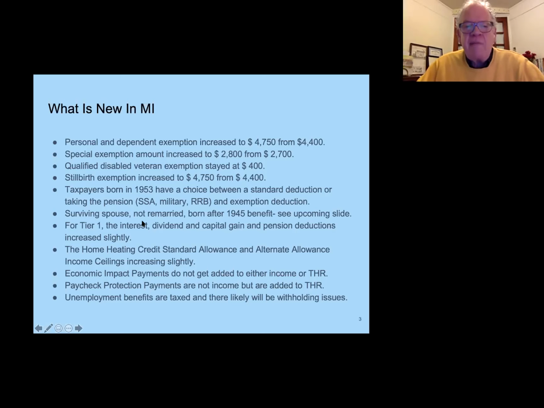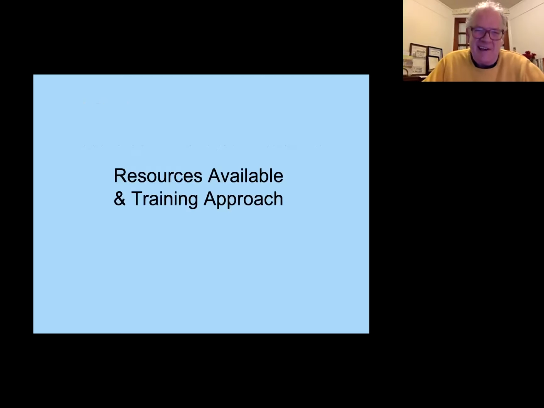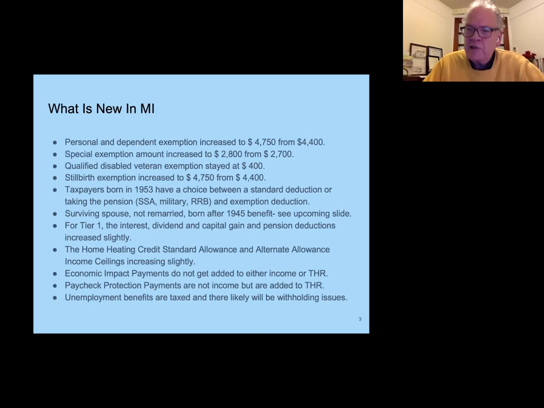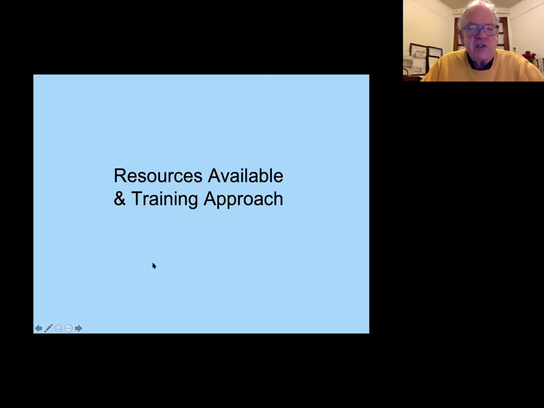This is that surviving spouse, not remarried, born after 1945 benefit. We'll take you through that. Again, I find this interesting. Tier 1 had the inflation adjustments everywhere. Tier 2 did not. Tier 3 doesn't get anything anyway. I don't know. There must be a lot of Tier 1 politicians in Lansing. That's all I can figure. The home heating credit, standard allowance, and alternate allowance got inflation adjusted slightly.